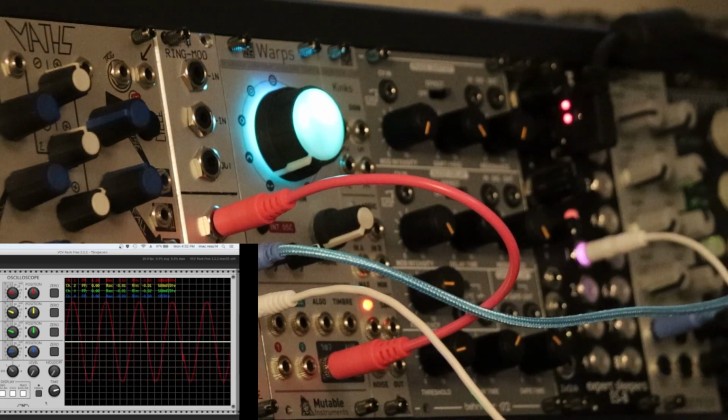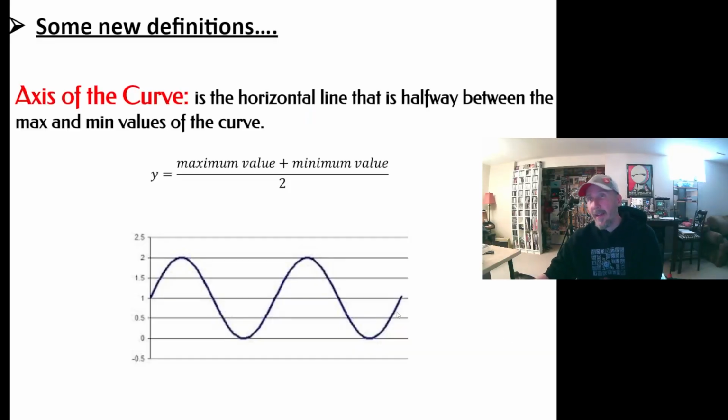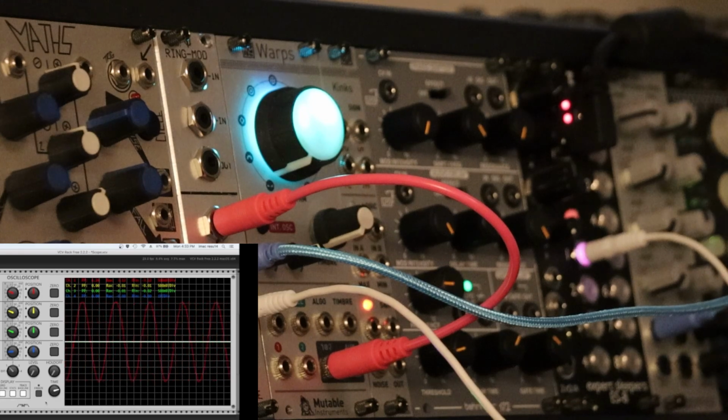Close. That's as best as I could do. Let's keep going. The axis of the curve, this is a key thing that we deal with. The axis of the curve in this one is right down the center of the curve, but we can adjust that if I change a couple things here.